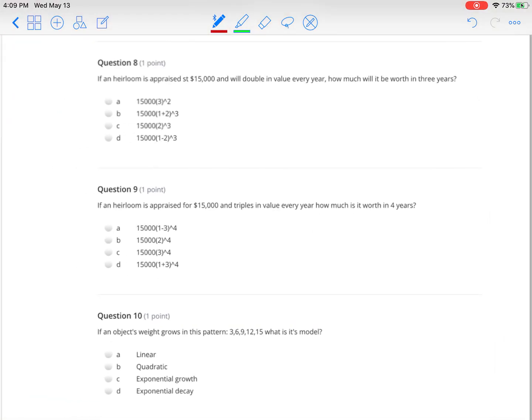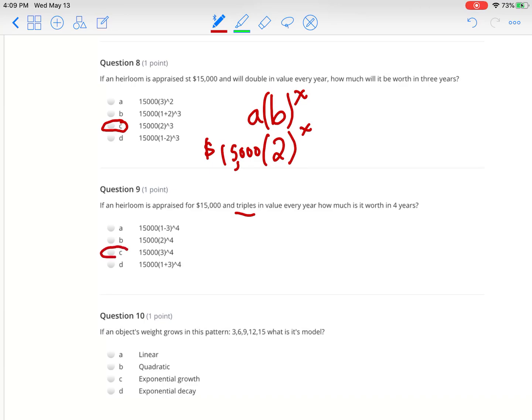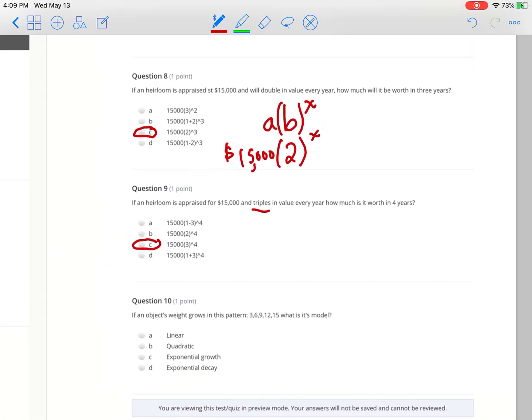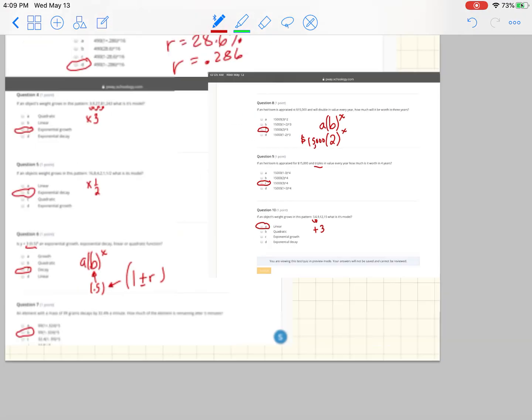Number 8. Doubling. So doubling looks like answer C. A, b to the x, and your b is a doubling phenomenon. And your initial was your 15,000, it looks like. Tripling. So that should have been C, I do believe. And this one looks like you added the same amount every time. So when you add, you're arithmetic, and that would be linear.